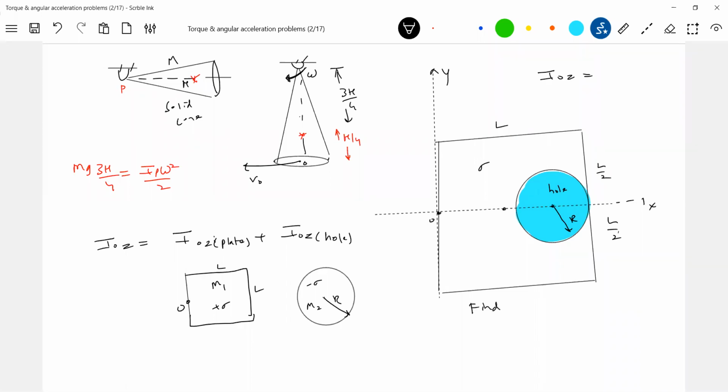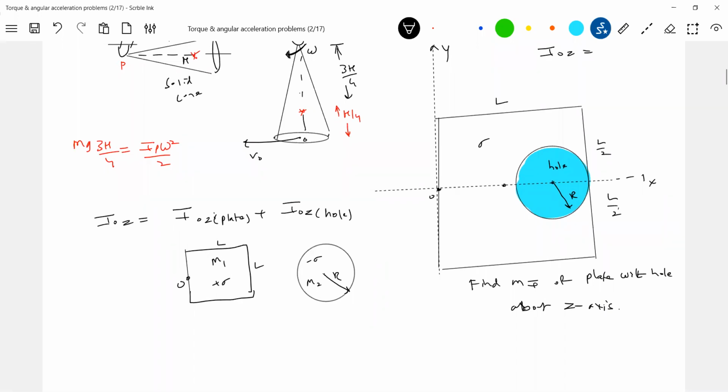Find the MI of the plate with hole about the Z axis. This is the question. How to calculate the mass m1? Mass m1 is sigma into L square. What about mass m2? Sigma into pi r square. It should be negative. Why negative? Because when you keep that negative density material with the positive density, they cancel out and we get a plate with a hole.